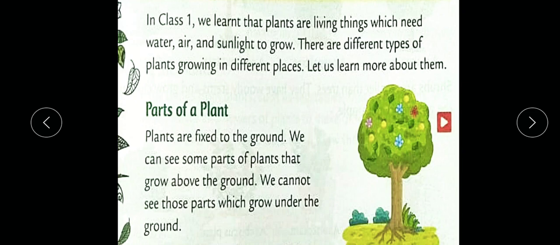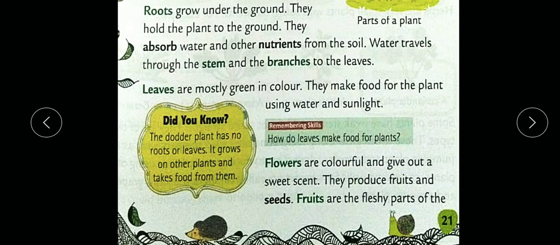So, here we'll see plants are fixed to the ground. We can see some parts of a plant that grow above the ground. We cannot see those parts which grow under the ground. Okay, so let's see parts of a plant.